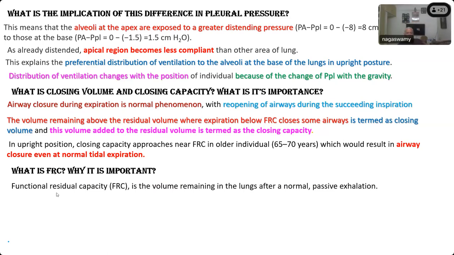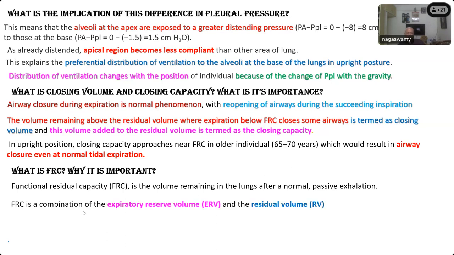So what is FRC? The definition is functional residual capacity, the volume remaining in the lung after a normal passive exhalation. It is not a forced expiration. It is a normal passive exhalation. When you do that, the amount of air that is left in the lung is what is called the functional residual capacity. And it is a combination of expiratory reserve volume and residual volume. That is how you calculate the capacity.